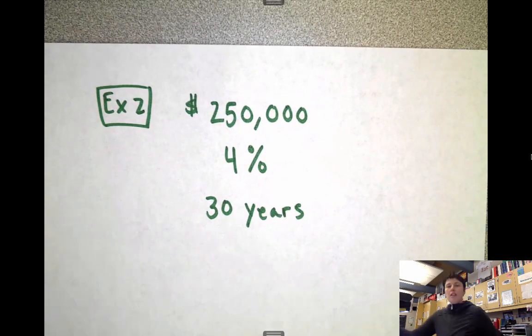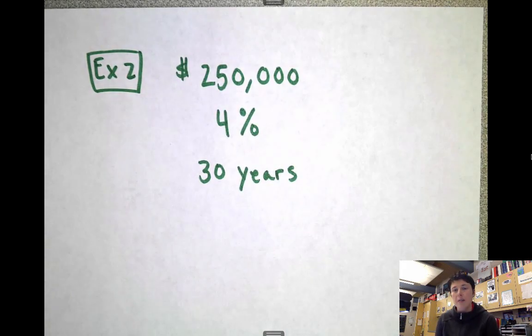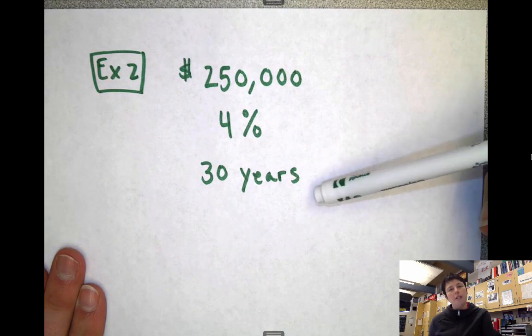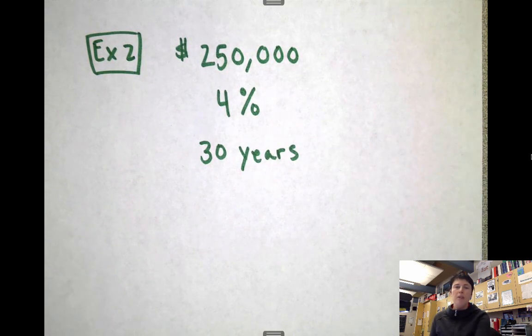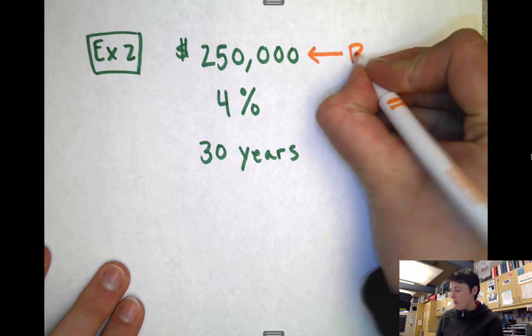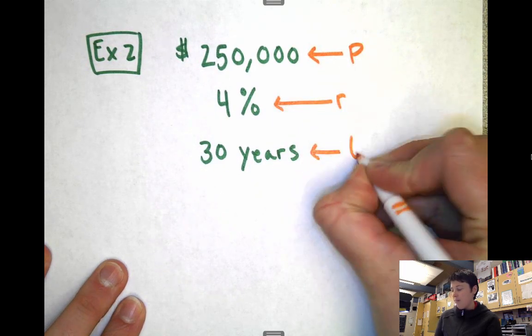All right, so let's say you're going to buy a $250,000 house, kind of an average to low cost for a house. And the bank says, okay, we'll give you the money for the house, but you're going to owe us 4% interest, and we'll give you 30 years to pay this off. That's nice, 30 years, that's a long time. But what does that mean for you? How much are you actually paying for that house? Well, the $250,000 is your principal, the 4% is your rate, and the 30 years is your time.